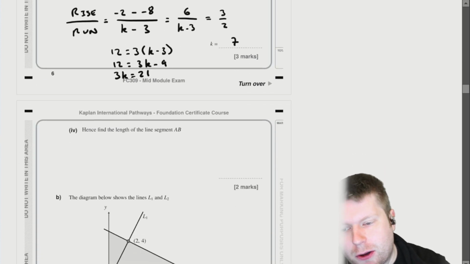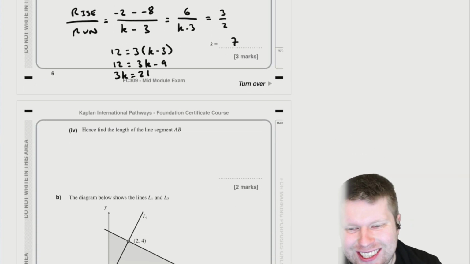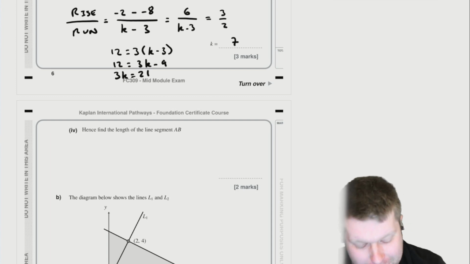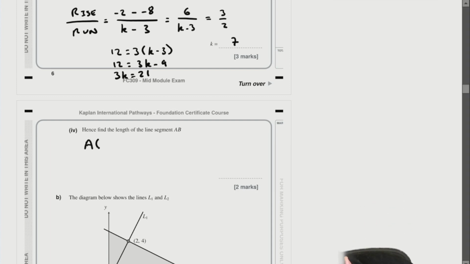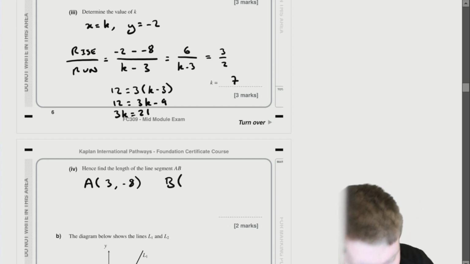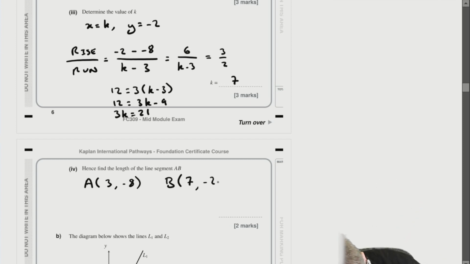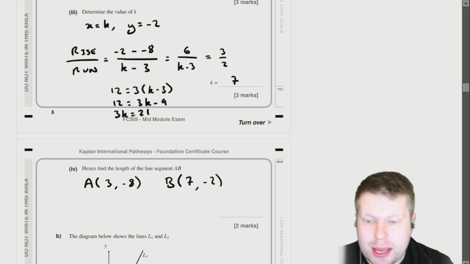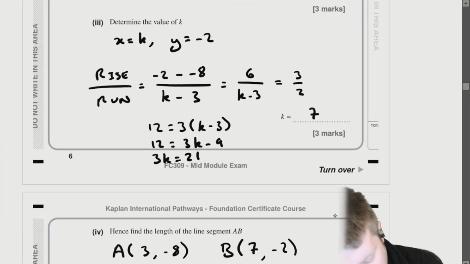And actually, by the time they got to question 4, because there's another part to this question, it says find the length of the line segment AB. The trouble is, we now know what A is. Okay, so A is going to be 3 and -8. And we now also know what B is as well, because k we now know is 7. So we get 7 and -2. So as a result, from here, you can just use your standard formula to calculate the line segment.